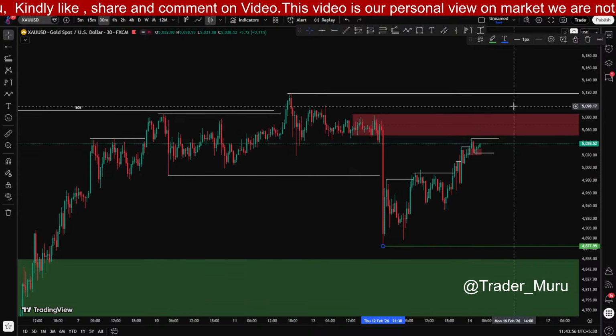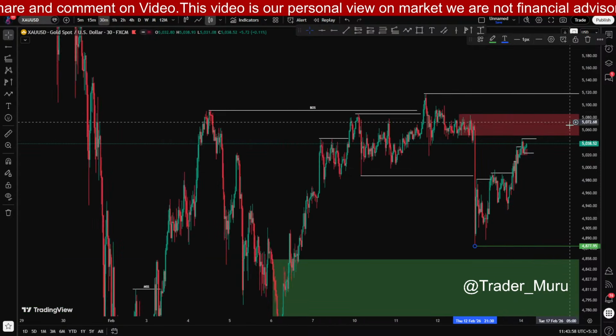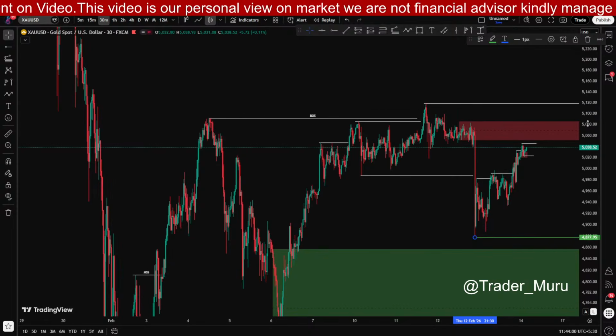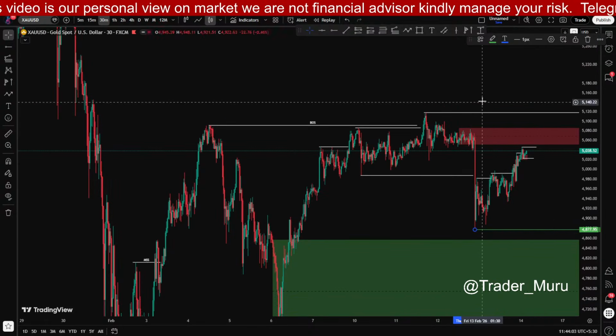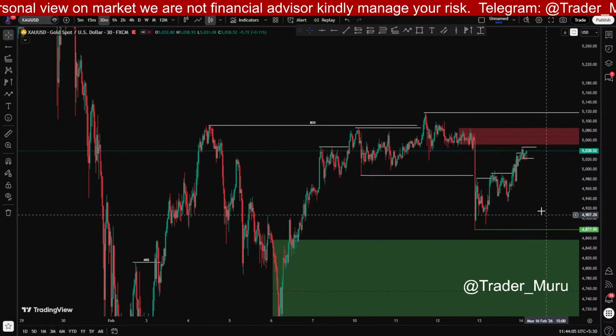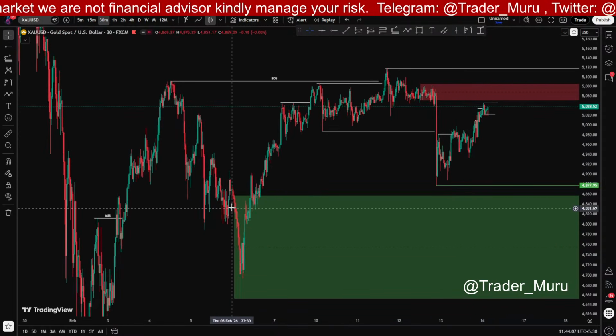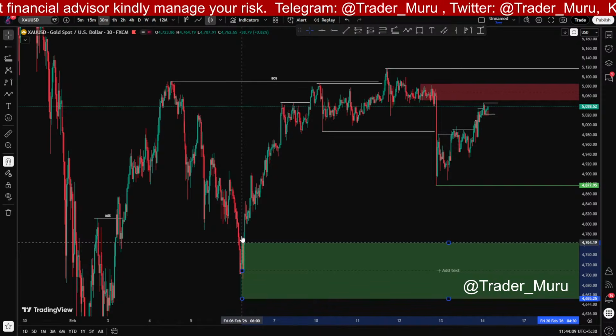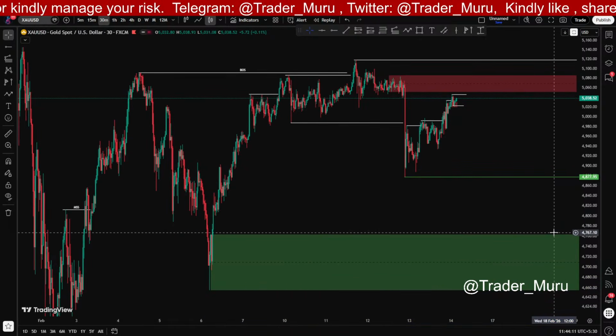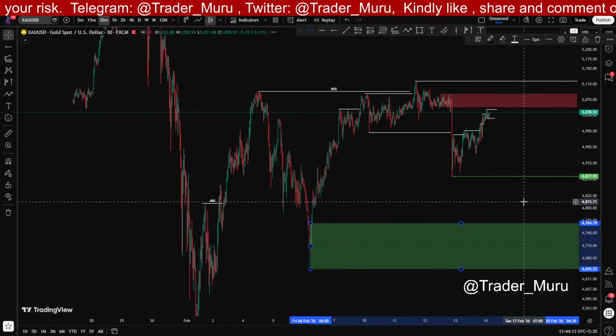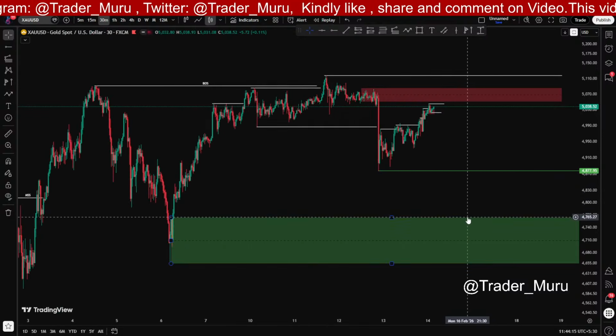So this is gold, and I'm expecting gold to create some bearish pressure here, so it can again drop towards this low, and from this order block I'm expecting it to pump again around 4764. So I will be watching this zone here. Okay.